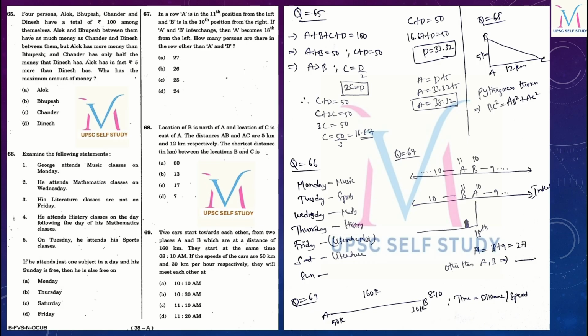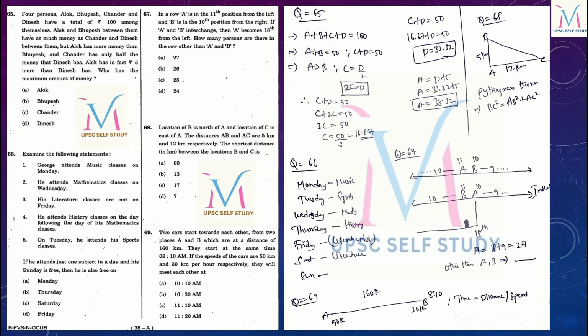Examine the following statements. George attends music class on Monday. Look at the solution board, Monday he is having music class. And second one, he attends maths class on Wednesday. Okay, his literature class was not on Friday. On Friday, no literature class, no class.